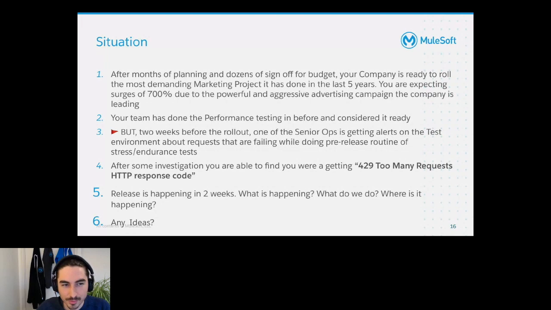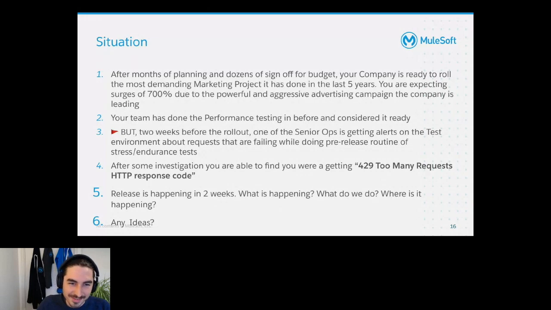What are you going to do? Where is the issue happening? So now I'm asking the audience, does anyone have any idea what could be happening? It's still very much high level, but the 429 too many requests, it's something I saw at least 6 or 7 times in the last year. Well, I see no attempts from the community in the chat, so I will roll on.